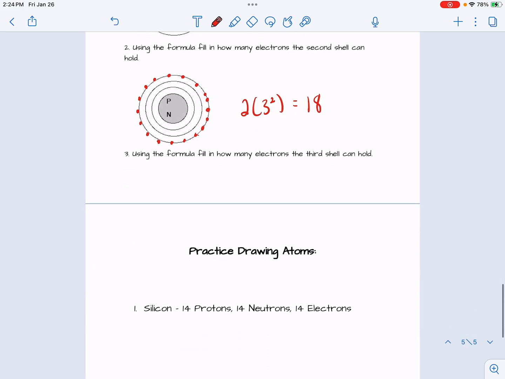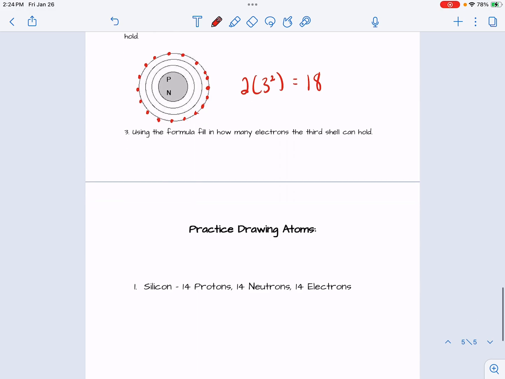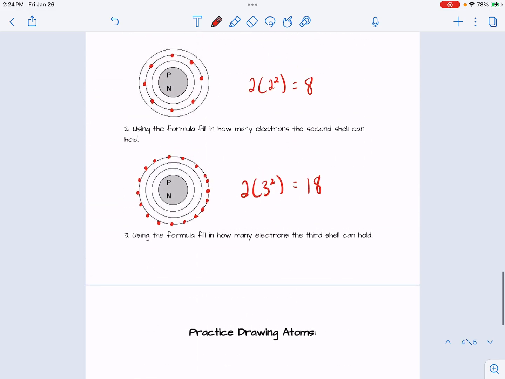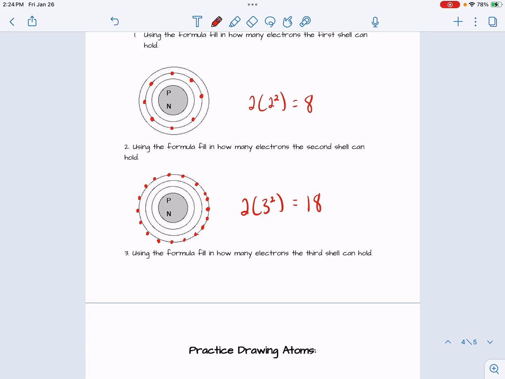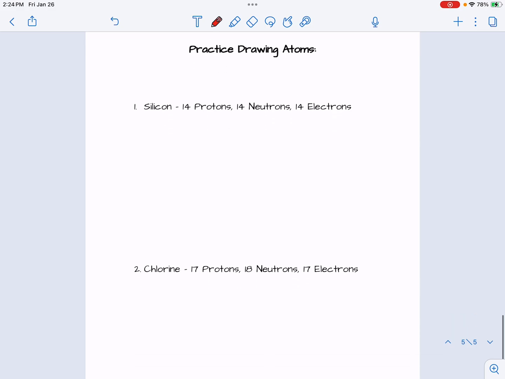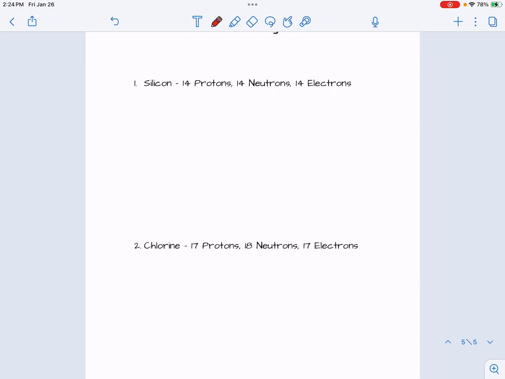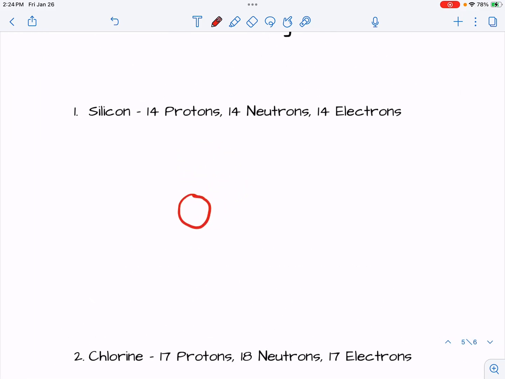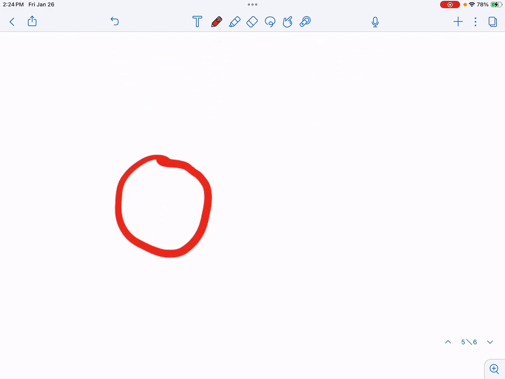And now we're actually going to try to draw them with some real atoms, okay? So we're going to kind of almost copy the way that these ones above are, okay? So let's do silicon together. So I have my nucleus, and I'm going to zoom in on my nucleus because it tells us in this that we have 14 protons and 14 neutrons. Remember, those things are found in the nucleus. So protons equals 14, neutrons equals 14.